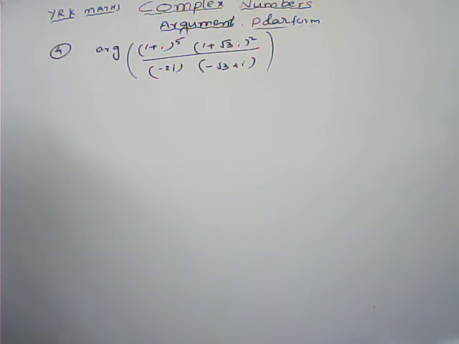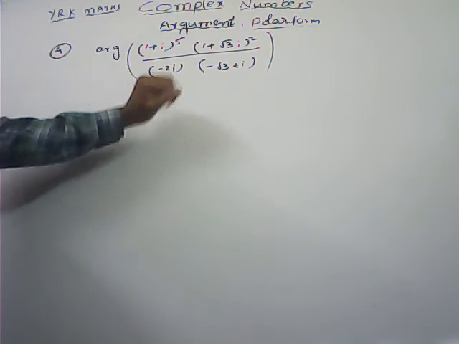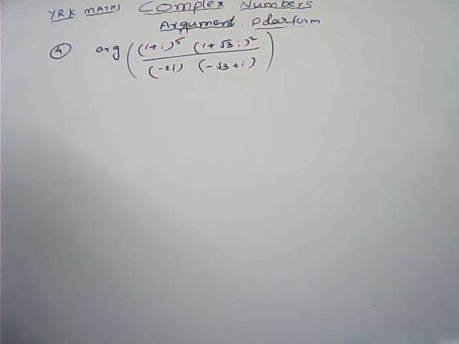Next, argument of (1 plus i) whole power 5 into (1 plus root 3 i) whole power 2, upon minus 2i into (minus root 3 plus i). Here there is no need to convert it into the simplest form, no need to express it in the form of a plus ib. That takes more time also. But here properties are there.